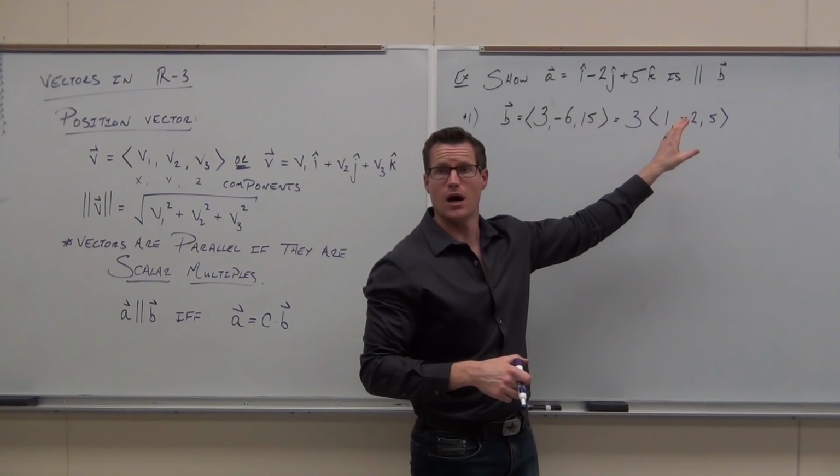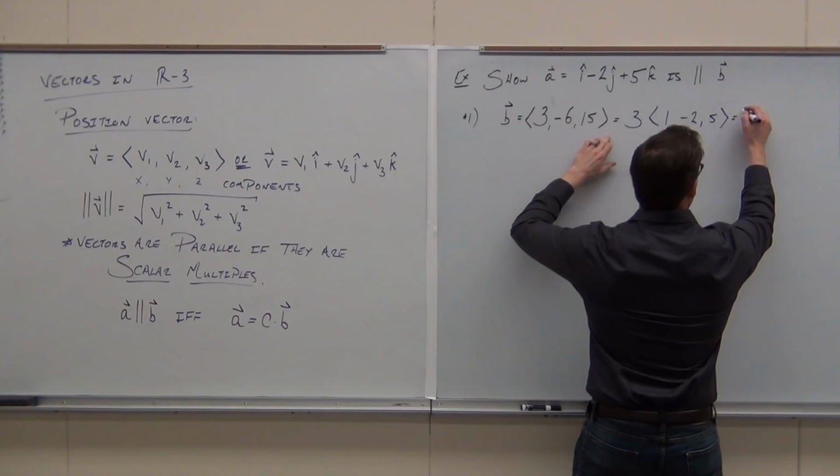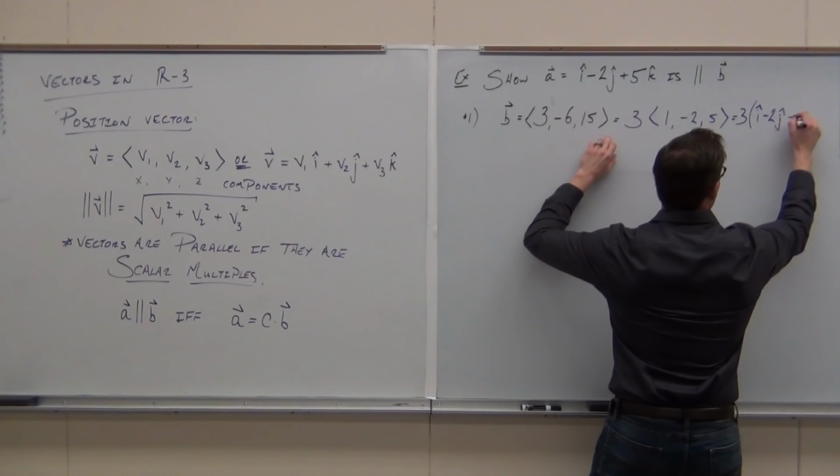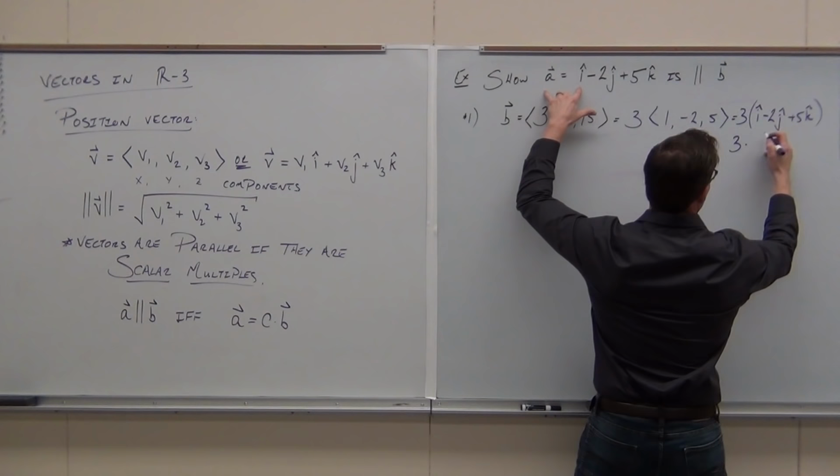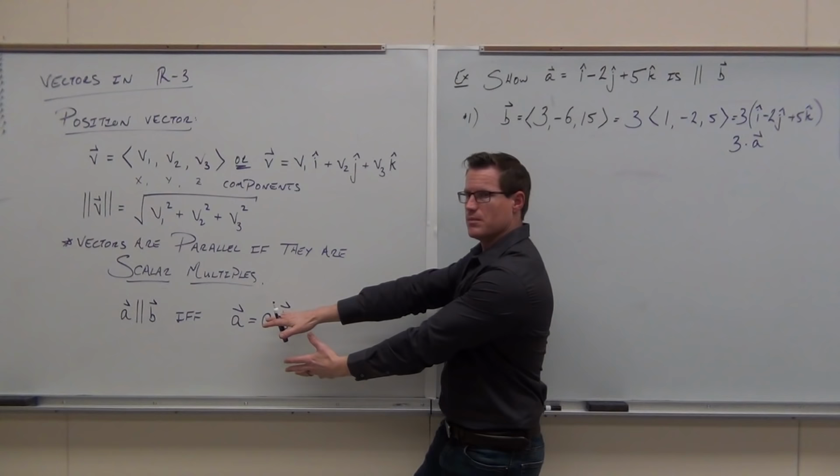Are you getting good at finding the notation here and translating back and forth? If you're not, and I give you different notation, I'm going to do that a lot to get you used to it. If you're not, then you go one step further. You go, okay, this is i minus 2j plus 5k, and this is 3. Oh, that's exactly what that is. That's 3 times a. And then we go, oh, this is what I'm talking about. If one vector is a scalar times another, they are parallel.